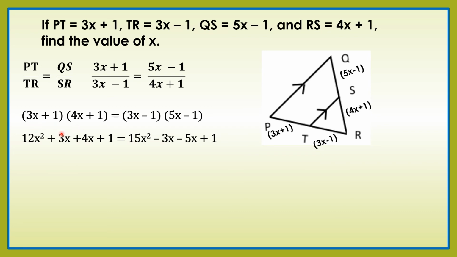3x times 4x is 12x squared. 3x times 1 is 3x. 1 times 4x is 4x. 1 times 1 is 1. Then sa kabilang side, we have here 3x times 5x, which is 15x squared. 3x times negative 1 is negative 3x. Negative 1 times 5x is negative 5x. Negative 1 times negative 1 is positive 1.